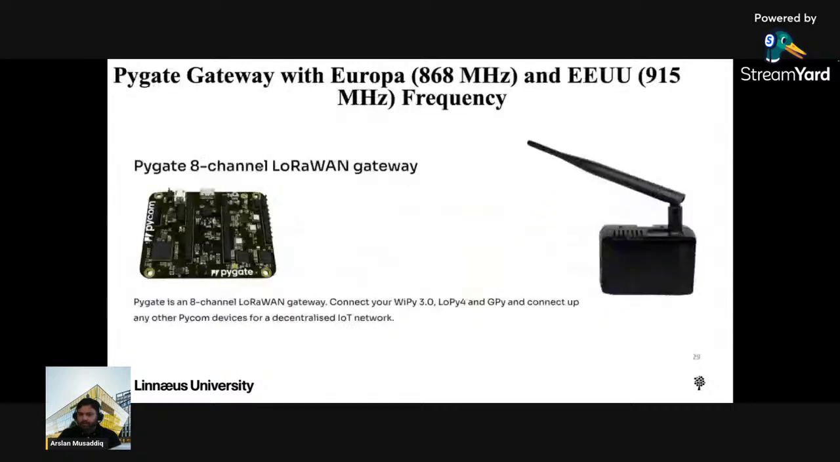Here, let's look at an example of a gateway used in IoT. It's called the Pi-Gate gateway. It's a compact LoRa gateway developed by a company called Picom. It supports two regional frequency bands, making it adaptable for use in different parts of the world. For example, 868 megahertz is commonly used in Europe, whereas 915 is widely used in the United States and other regions with similar regulatory requirements.